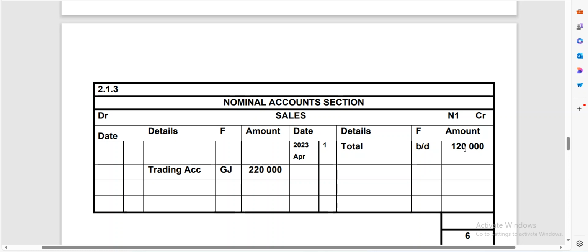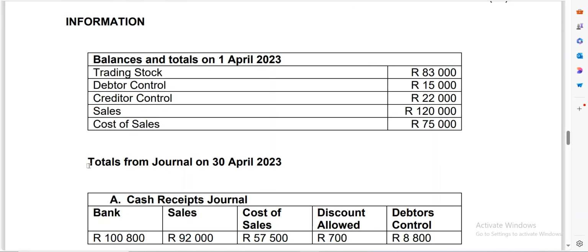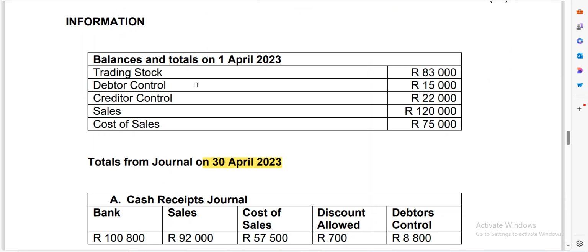So now what we need to do is to check the information that has happened during the year. Here they're saying that these are the totals from the journals at the end of the month, 30 April. It depends on what you are going to start with first. My suggestion is that we start with the sales account because it is the simplest one. So we're going to start with our sales.